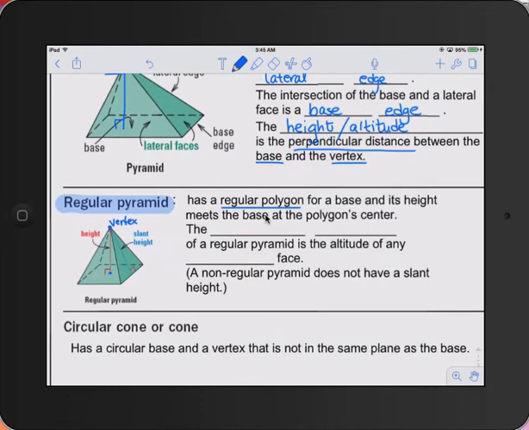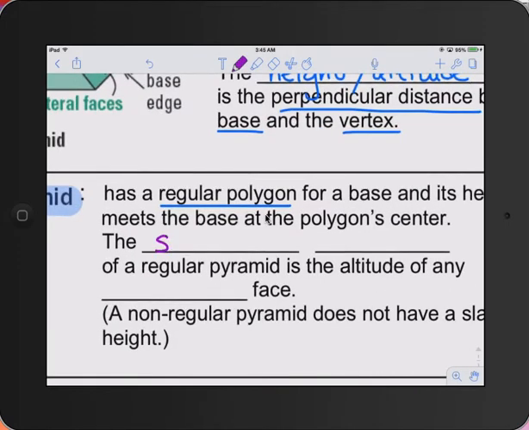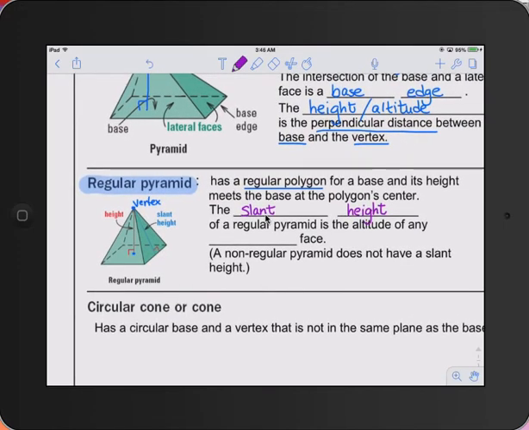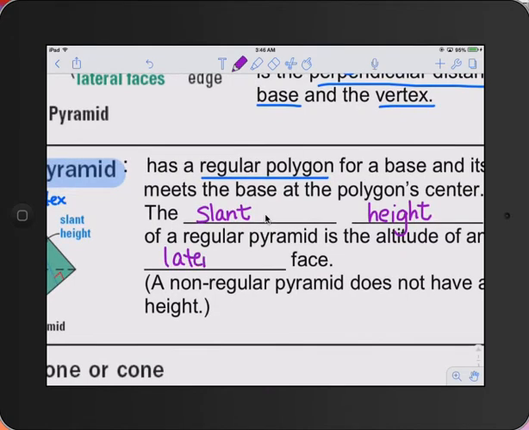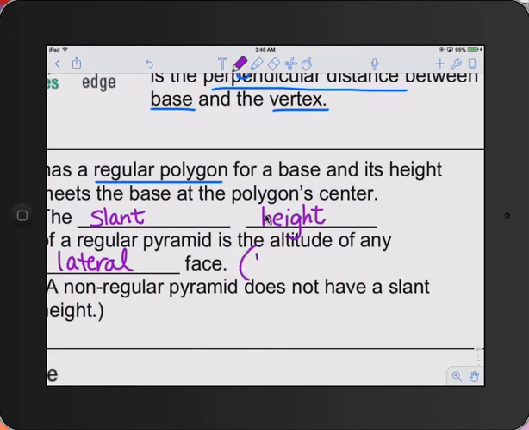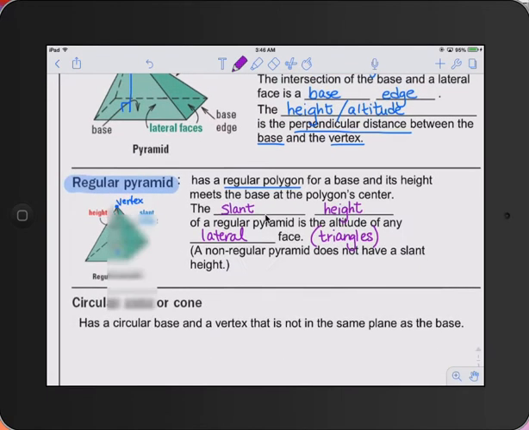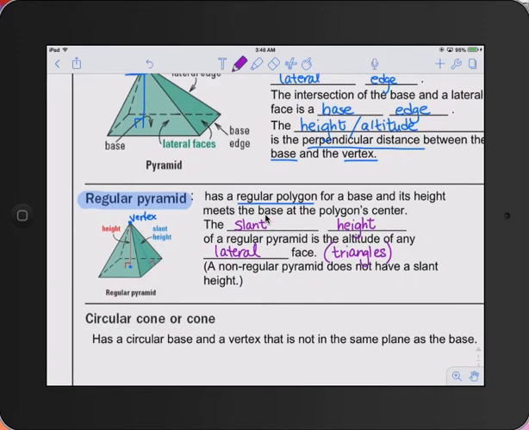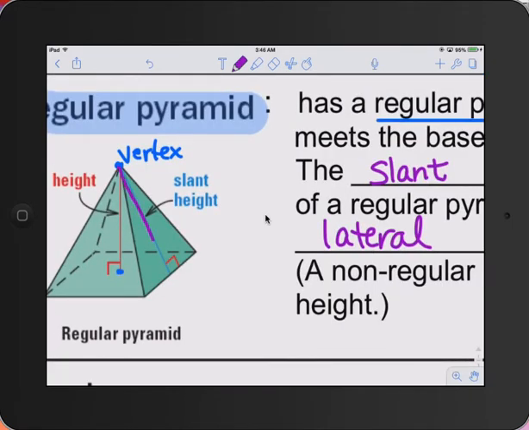Okay, now a regular pyramid has something that a prism did not. The slant height of a regular pyramid is the altitude of any lateral face. And again, the lateral faces are triangles. And there's a reason that we want to have something called the slant height. So the slant height is this segment right here. It's going to be the altitude of each one of those triangular faces.